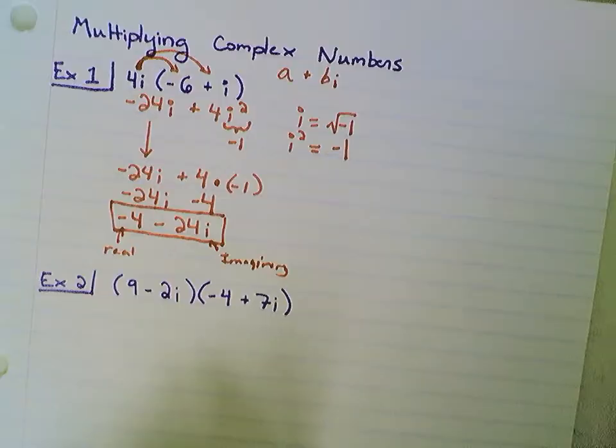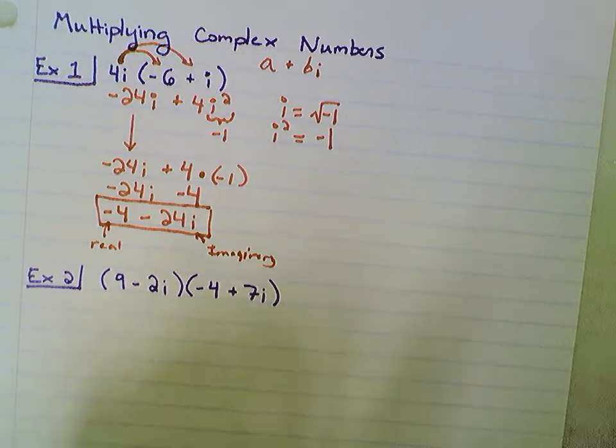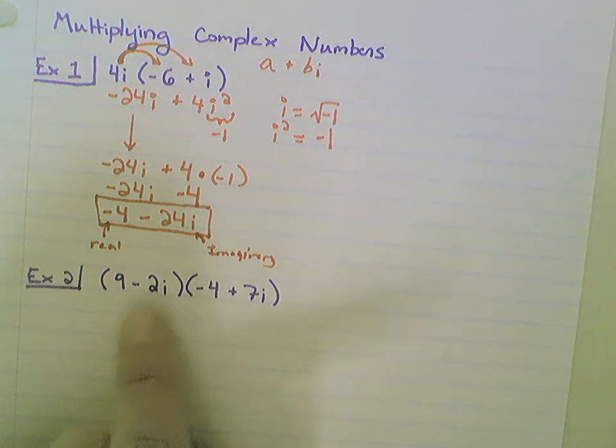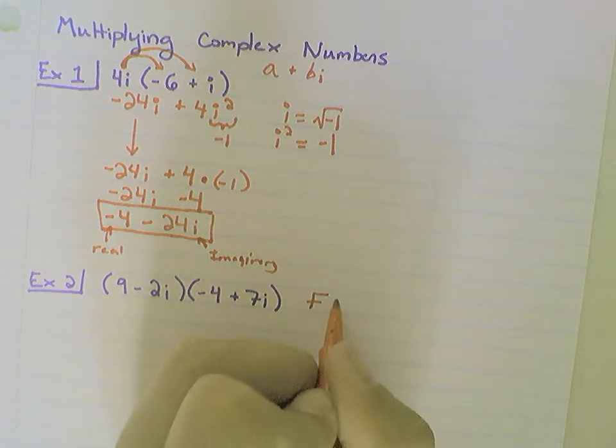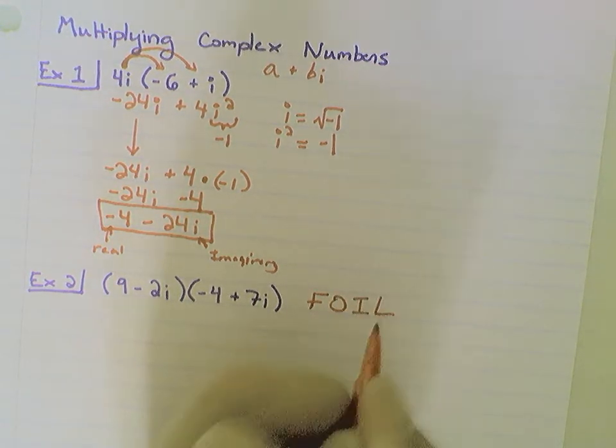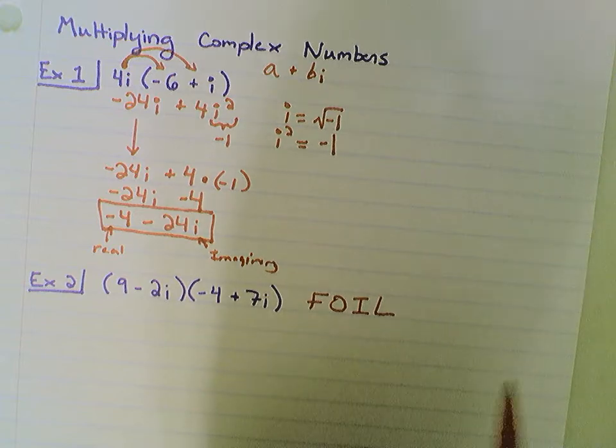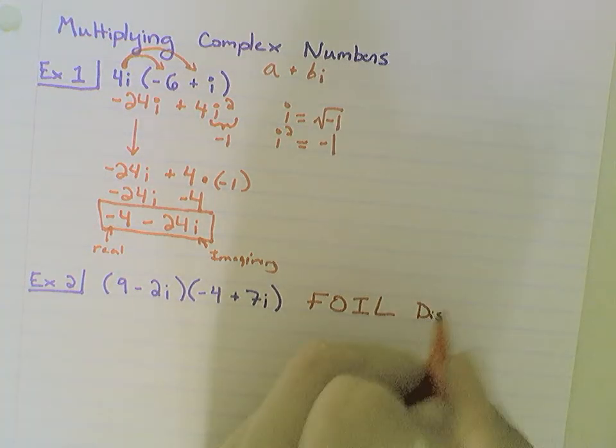Now, looking at example 2 here, you'll notice that I have two complex numbers. I have 9 minus 2i times negative 4 plus 7i. In this situation, we're going to follow the principles of multiplying two binomials together, and usually the method we use for multiplying two binomials together is known as FOIL. It's really just an organized way of doing a distribution.